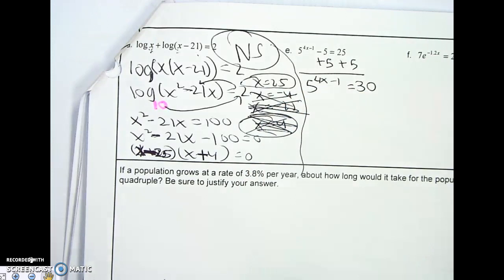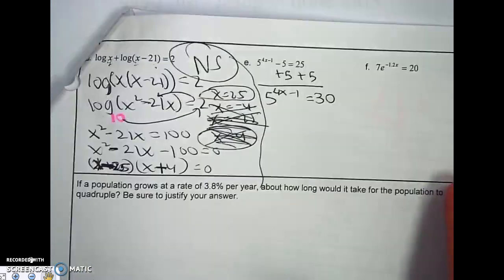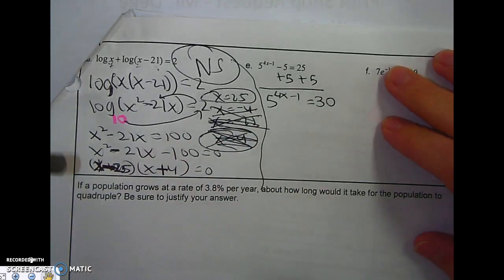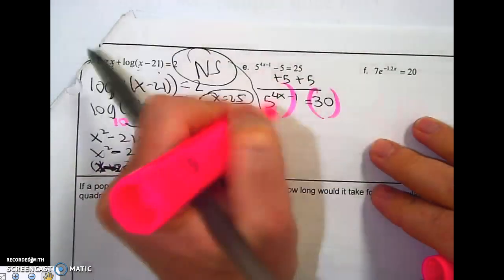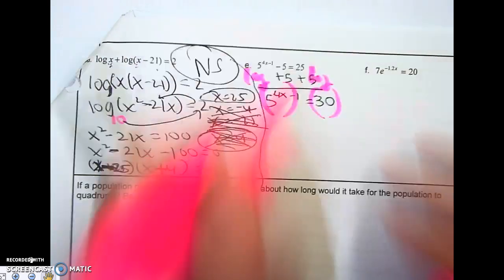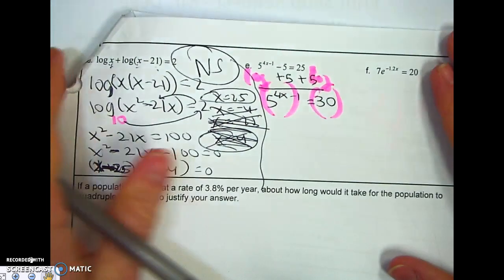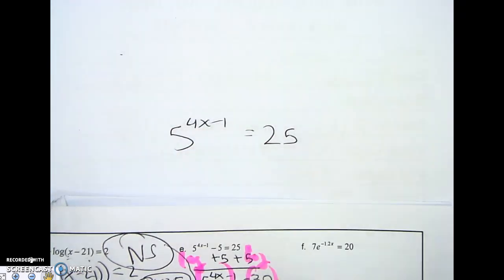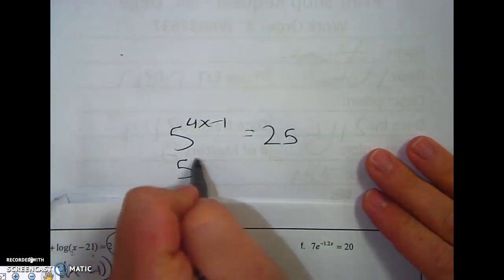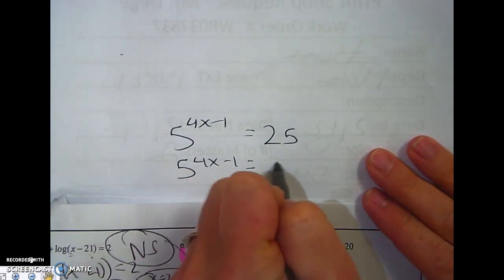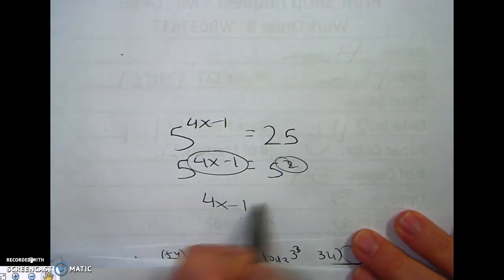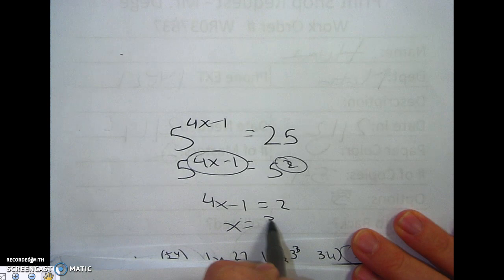Okay. Now the problem with this one is that I can't make it so they have the same base. So what I'm going to have to do is log it. Now what I want to do is preface this by saying, what if this same problem, and I'll get back to it, said this? Then I'm expecting you to do this. Set those equal to each other, and then x would equal 3/4.